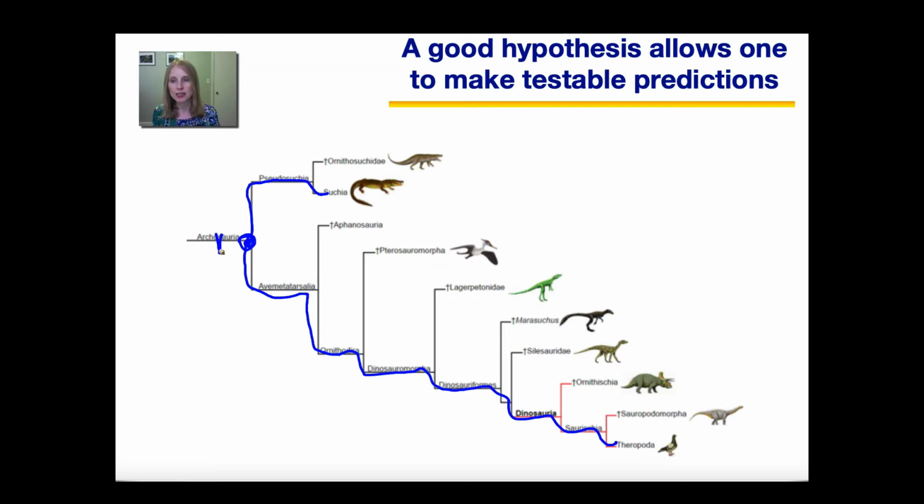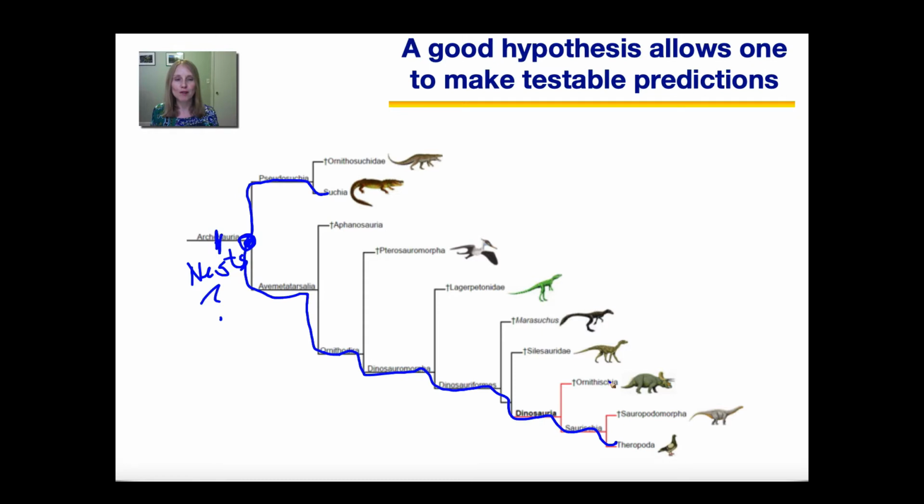So did this common ancestor build nests? That's our question. Well, if it did, then all the other descendants should have had nest building and brooding. So we would predict that dinosaurs engaged in nest building and brooding. So scientists made that prediction, and then they looked for evidence to either support or falsify it.